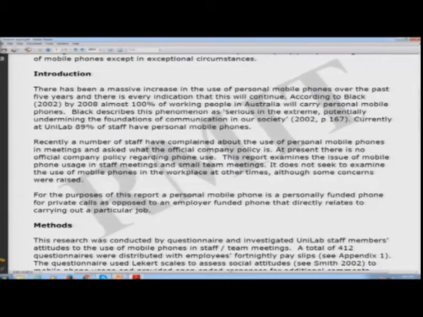So, a number of staff complained about the use of personal phones and they asked if there is any official policy. As a result, a team probably was constituted and the research team now has examined the issue of mobile phone use in, so the context is again very specific, in staff meetings and small team meetings. So, this does not include the use of mobile phones in the workplace at other times. This is only during meetings.